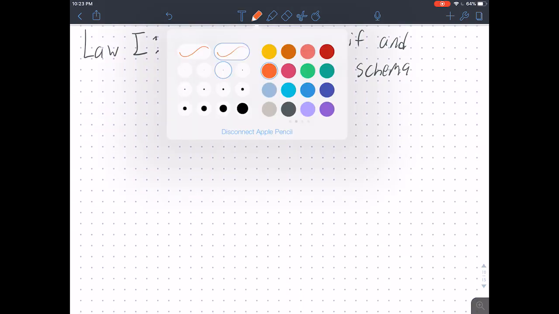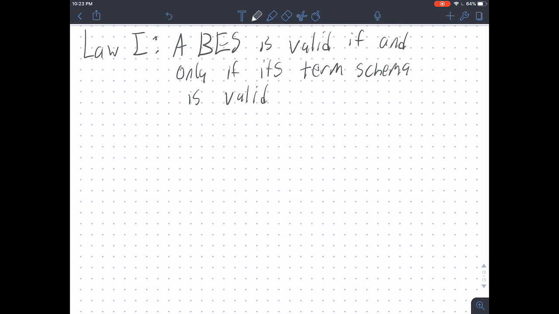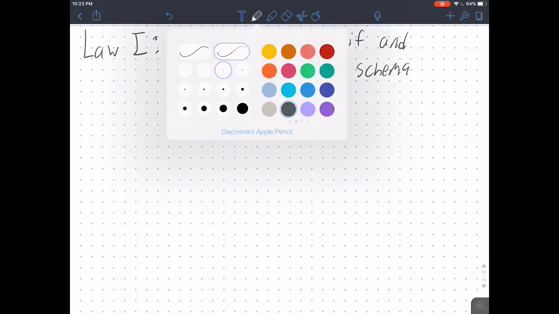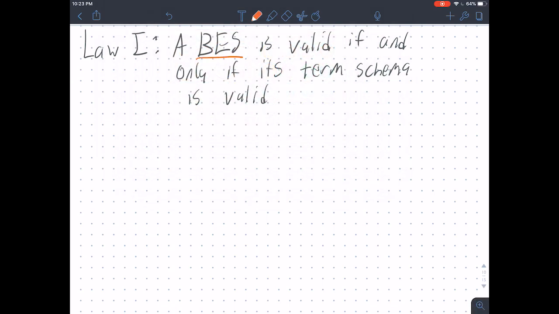And these are laws that concern Boolean existence schemata and Boolean statement schemata. So pay attention to which one I'm referring to here. So a Boolean existence schemata, right? Law 1: A Boolean existence schemata is valid if and only if its term schema is valid, right?